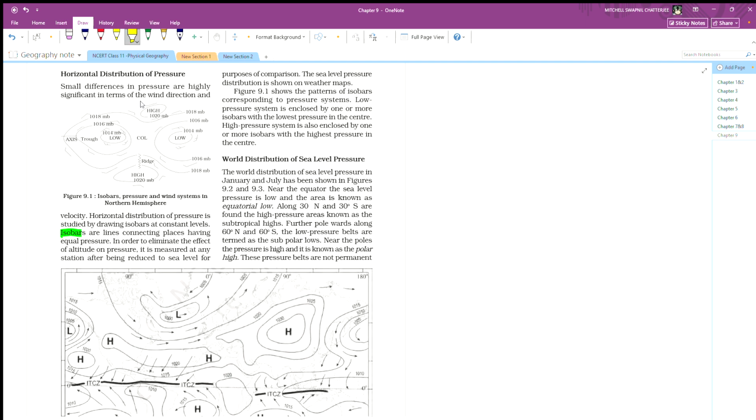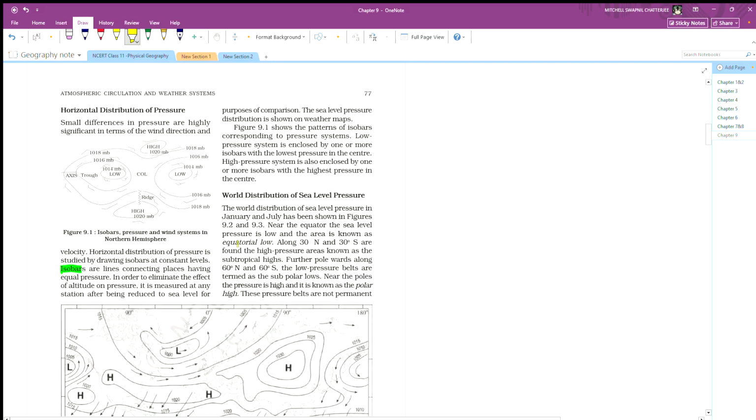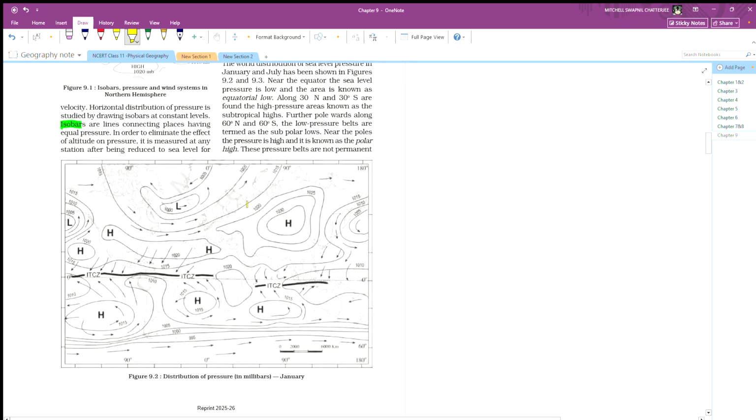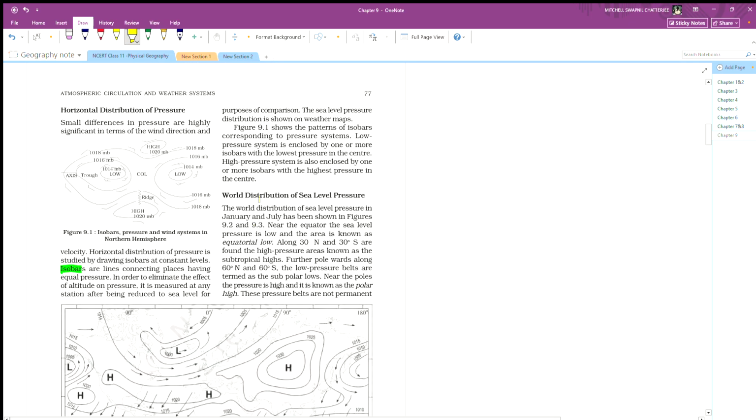Now let's carry on. In order to eliminate the effect of altitude on pressure, it is measured at any station after being reduced to sea level, for the purpose of comparison. So when we compare the pressure of two places, we compare it at sea level. The sea level pressure distribution is shown on the weather map.